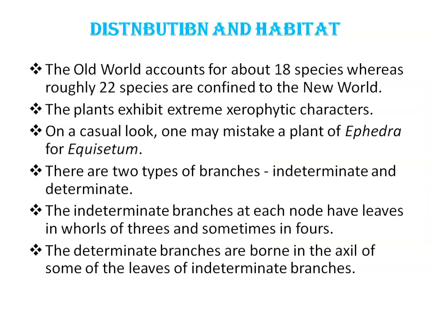Next is distribution and habitat. As I already told you, genus Ephedra has about 40 different species that are distributed in the arid regions of the New and Old Worlds, from Mediterranean and Black Sea shores up to China, including northern and northwestern India. The Old World, from France and the Canary Islands around the Mediterranean east to Iran, India, and China, accounts for about 18 species, whereas roughly 22 species are confined to the New World, that is North and South America.